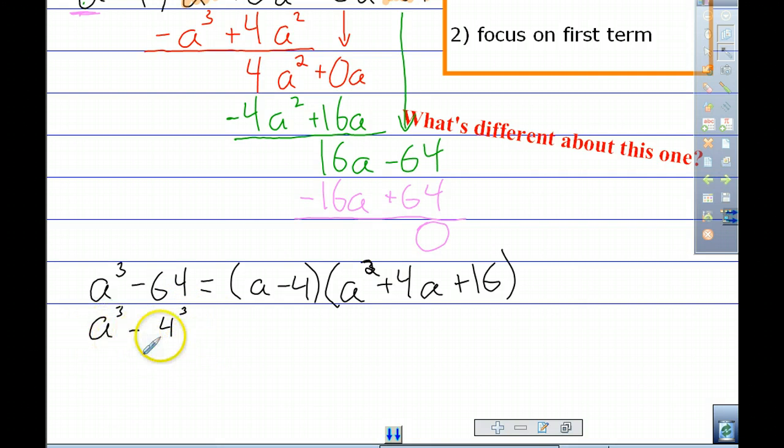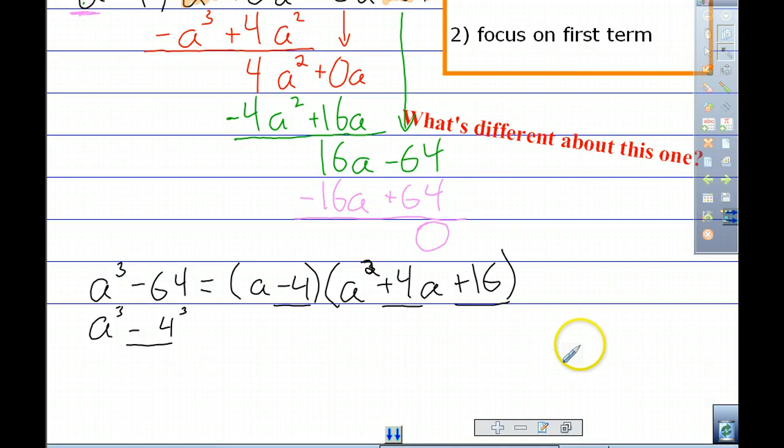Right? This is a difference of cubes. There's actually a pattern to this answer. You notice minus 4, what do we have here? Minus 4, then a plus 4, and a plus 16. So there's a pattern to the difference of cubes. And we'll be looking closer at this chapter for sure.